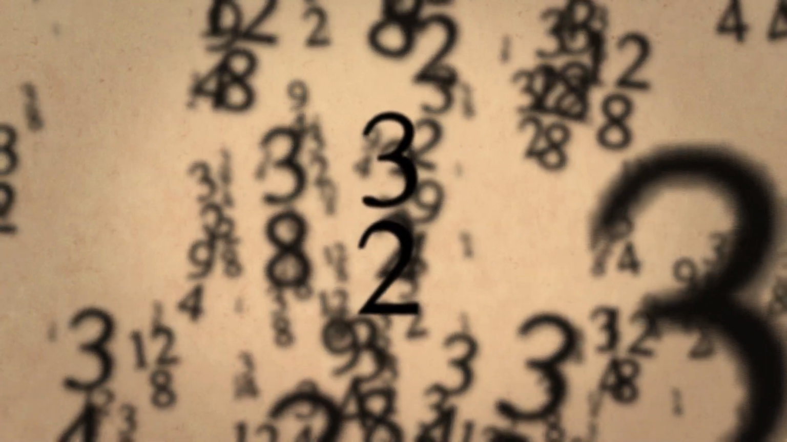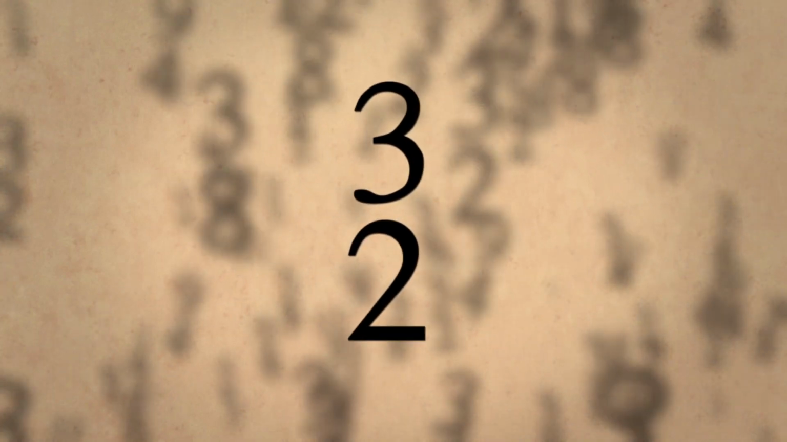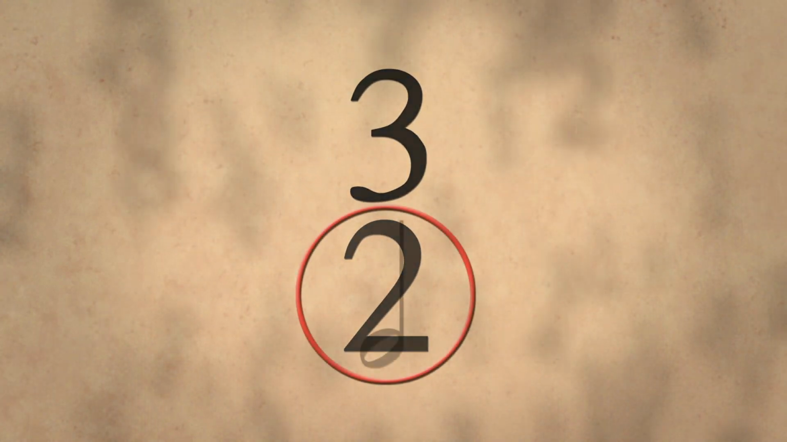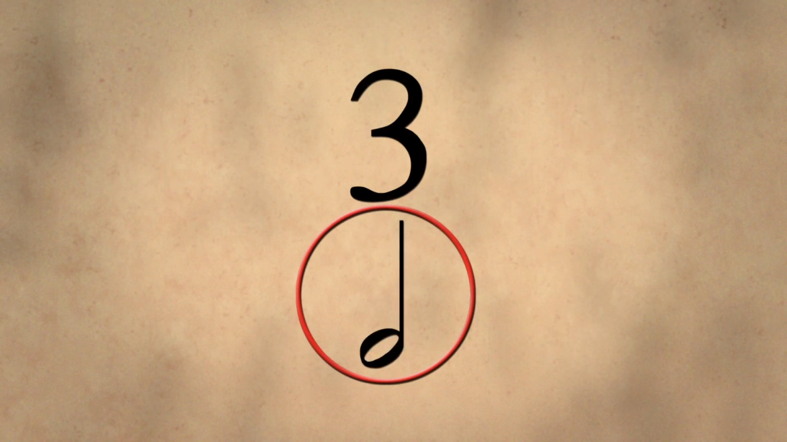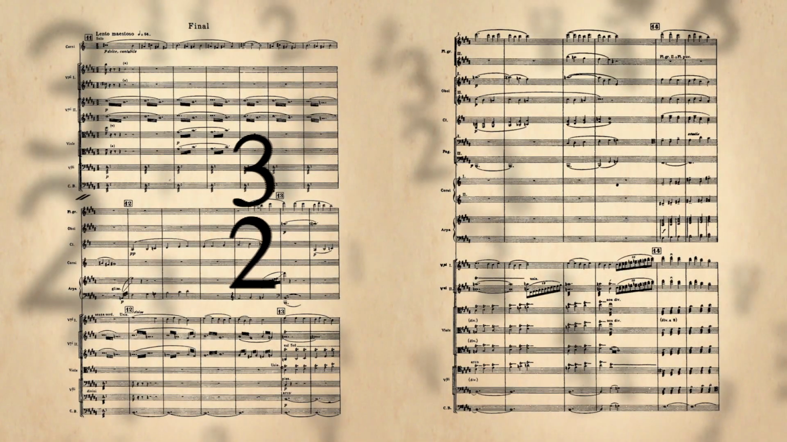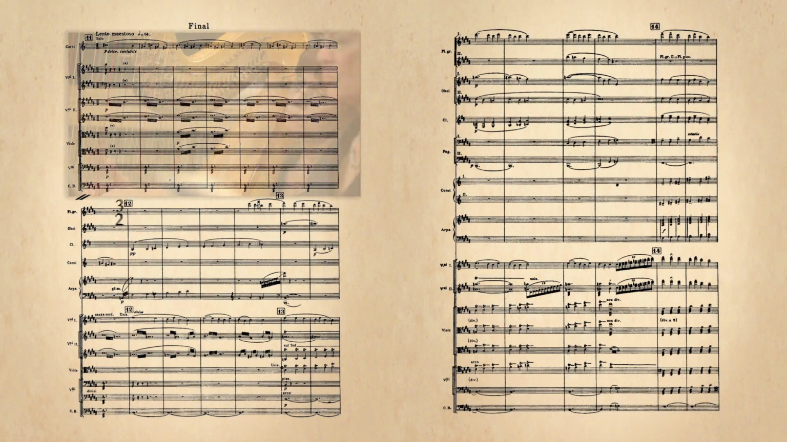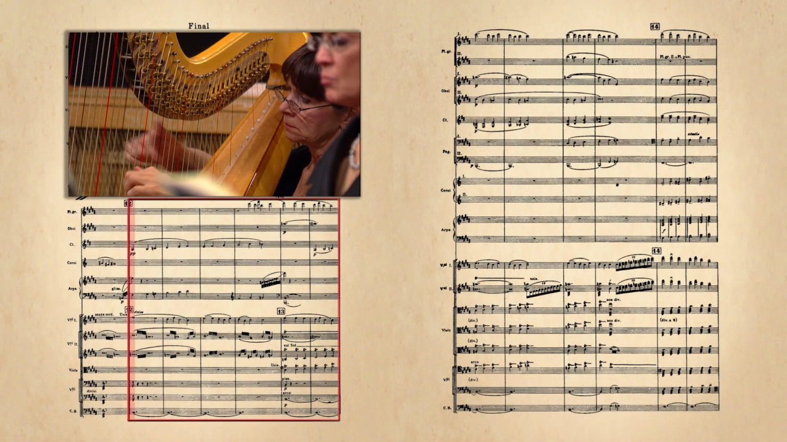Three-two is a less often used time signature, and as we've learned, there are 3 beats in one measure, with a half note receiving 1 beat. Let's listen to part of the finale to Stravinsky's Firebird Ballet, which is in 3/2.